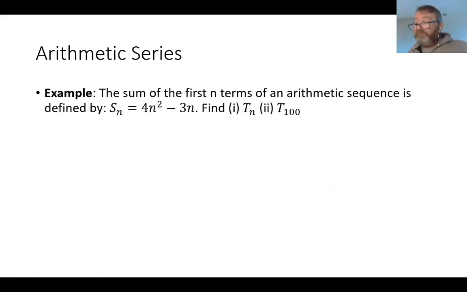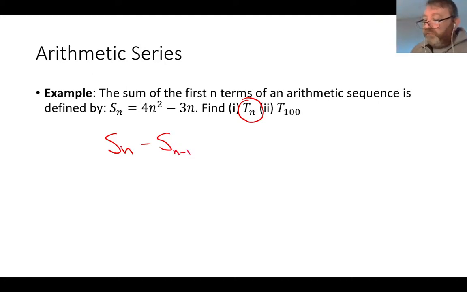So here's an example. The sum of the first n terms of an arithmetic sequence is S of n equals 4n squared minus 3n. And the question says find T of n. Now, remember what I told you. If you want to find T of n, you've got to start with S of n and remove the sum of the number of terms before that. Now, what's before n? Before n is n minus 1.